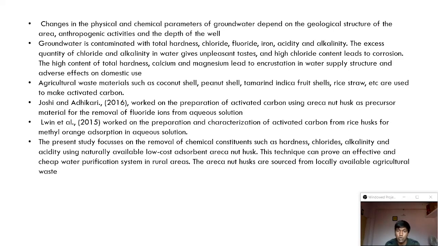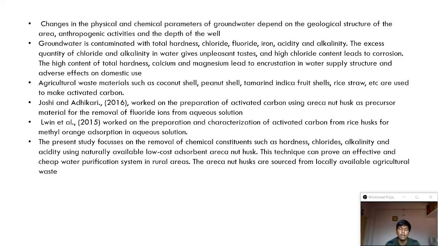Agricultural waste materials such as coconut shell, peanut shell, tamarind fruit shells, rice straw, etc., are used to make activated carbon. So in this case study, we are going to make activated carbon with one such agricultural waste known as areca nut husk. There were attempts to purify water. In 2016, Joshi and Adhikari worked on the preparation of activated carbon using areca nut husk as a precursor material for the removal of fluoride ions from aqueous solutions.